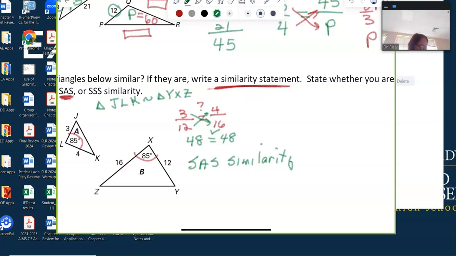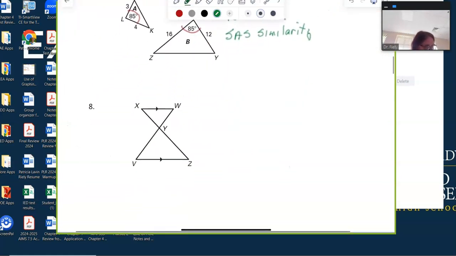And we are done. Okay, this next one, what I see is I have vertical angles. I see that right away. Here are vertical angles. Then, because these are parallel, cut by a transversal, I can say that this angle and this angle are equal because of alternate interior. The second I have two angles equal, I have AA similarity.